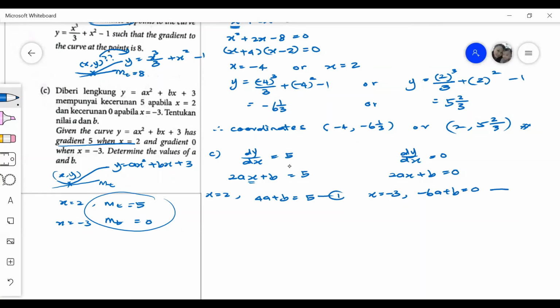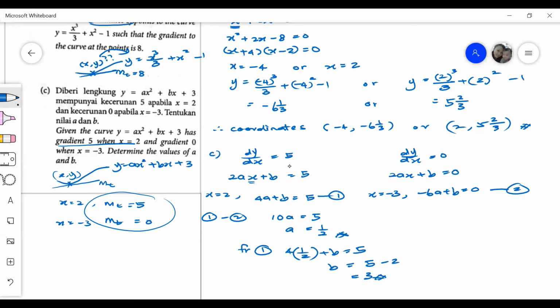Call these equation 1 and equation 2. So we shall take equation 1 minus equation 2, so that 4a minus negative 6a, we have 10a. b minus b cancel off. 5 minus 0, we get 5. Therefore, a equals 5 over 10, which is 1 over 2. And from which equation? Choose equation 1 because it looks much simpler. So 4 times a half plus b equals 5. Therefore, b equals 5 minus 2. So we have a is a half, b is 3. That's it. That's question number 26.